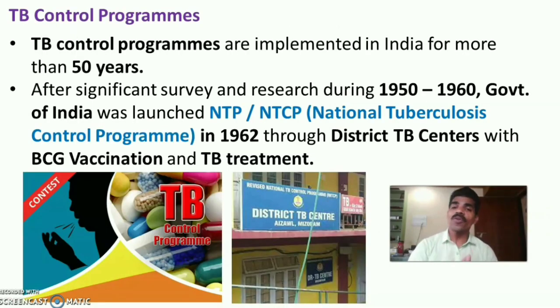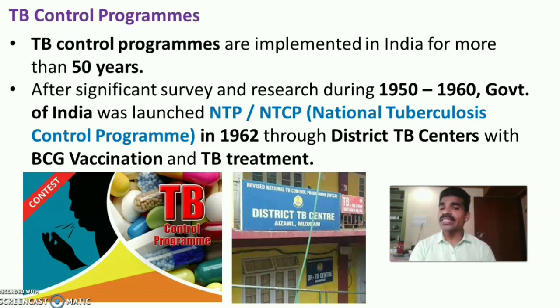Then TB control programs. The TB control programs were implemented or started in India more than 50 years ago. Now for more than 50 years India has been trying to control and eliminate the TB problem by starting TB control programs. So the government of India started TB control programs more than 50 years ago.